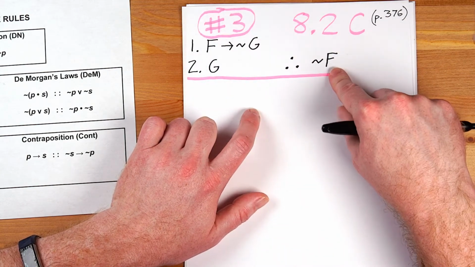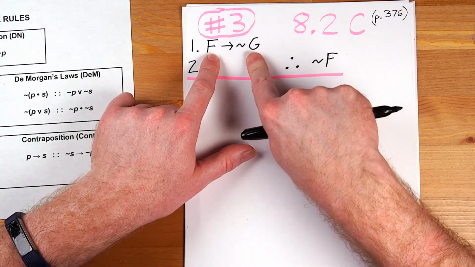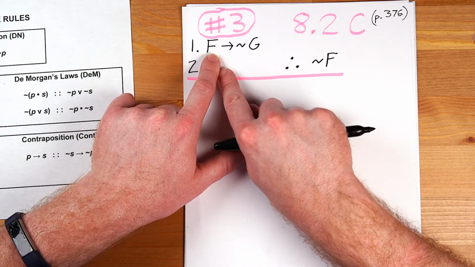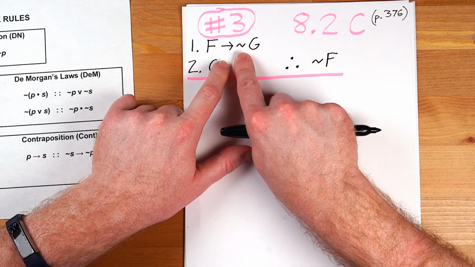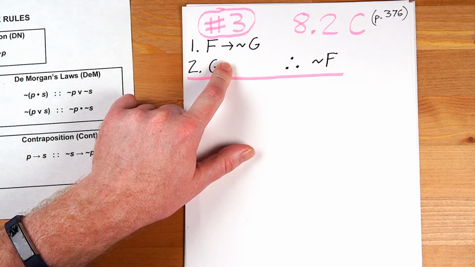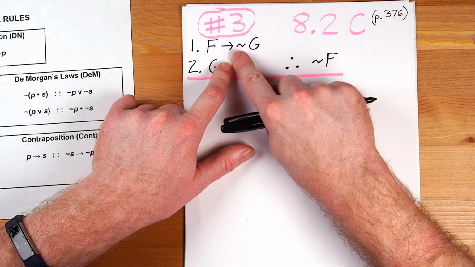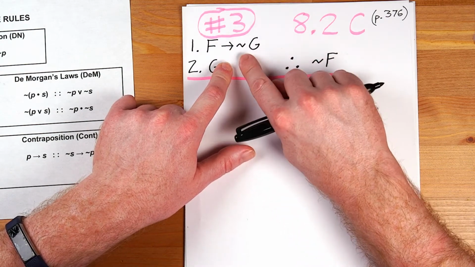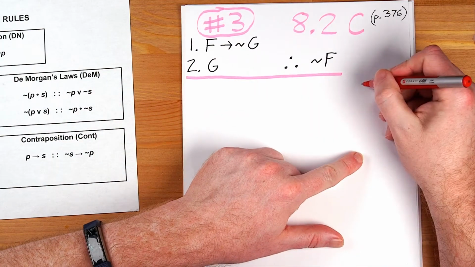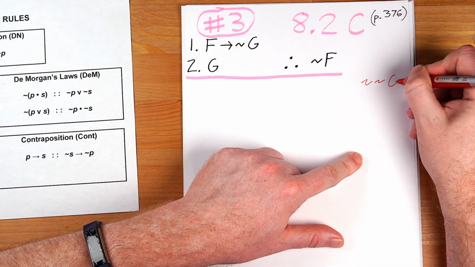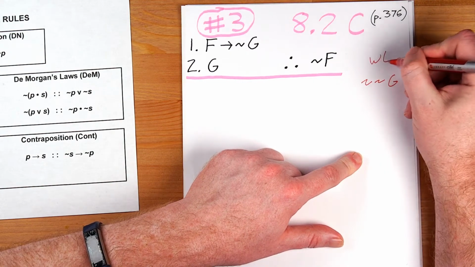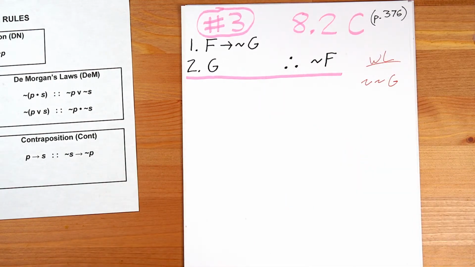We could do modus tollens on 1. But for that, what would we need? We would need the denial of the right side of the conditional. And the denial of not G is what? It's not not G. So it looks like that. G is the denial of not G. So that would be great if we had that.